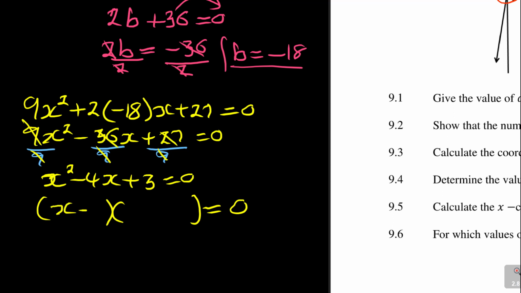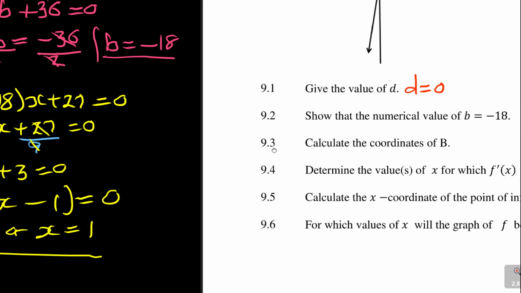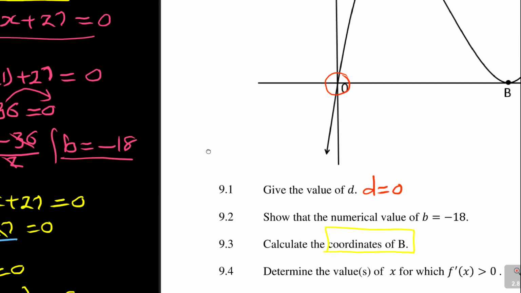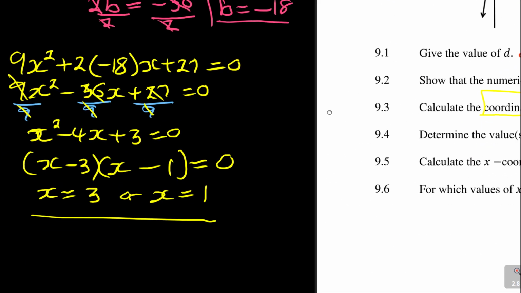So here it will be (x minus 3)(x minus 1), right? So x is equal to 3 or x is equal to 1. So these are the x values, but the question said calculate the coordinates. Be careful, when they want coordinates, don't just leave it as an x value. You need to make sense now. Look at it, which x value belongs to who?